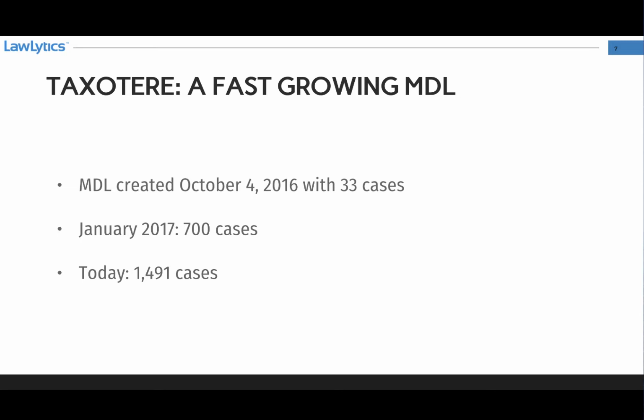As I mentioned, the MDL was only created last October, and it started with 33 cases. By January, it was up to 700 cases, and today it's up to 1,500 cases with over 100 added in the last month.